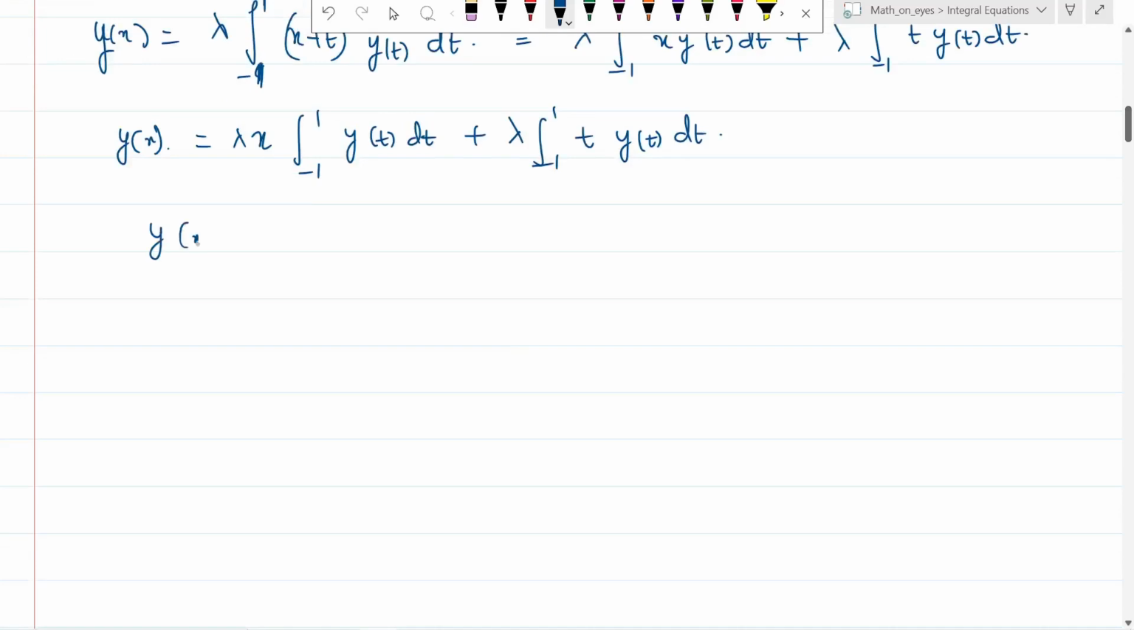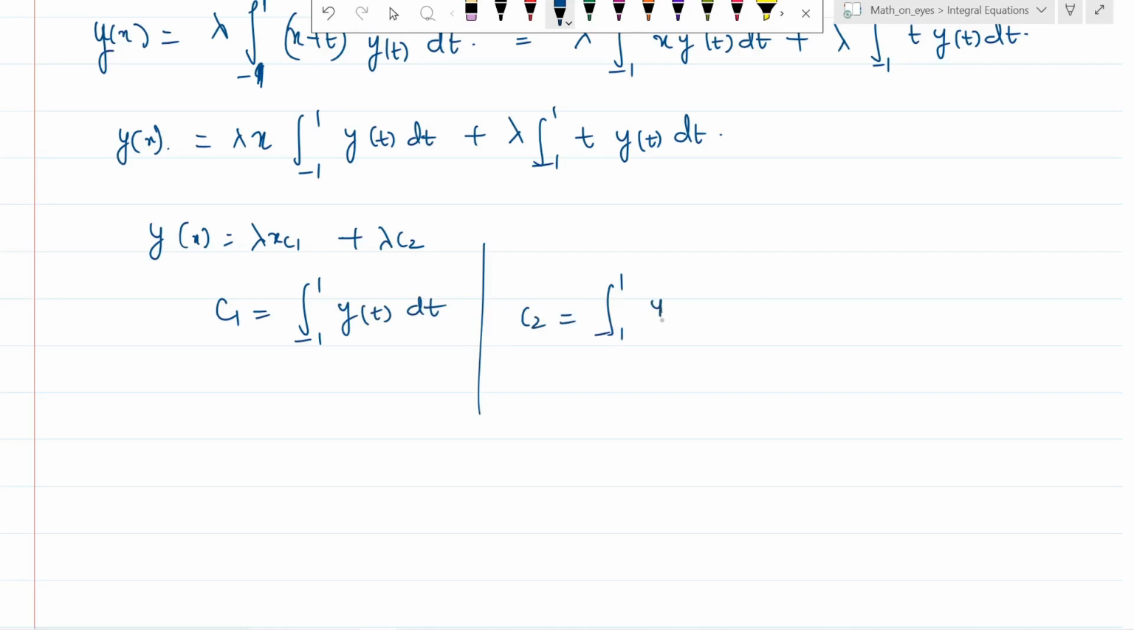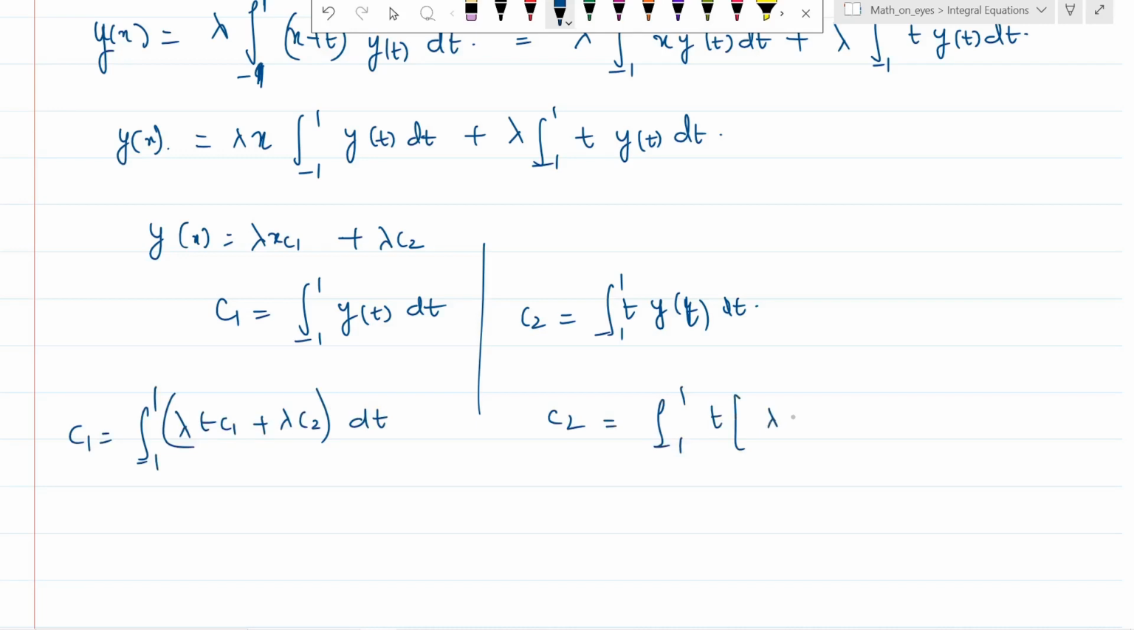Now this will be y of x is equal to lambda x c1 plus lambda c2, where c1 is equal to integral minus 1 to 1 y of t dt, and c2 is equal to integral minus 1 to 1 t into y of t dt. Now y of x is equal to lambda x c1 plus lambda c2. So c1 will be equal to integral minus 1 to 1 of lambda t c1 plus lambda c2 into dt, and then c2 will be equal to integral minus 1 to 1 of t into lambda t c1 plus lambda c2 into dt.